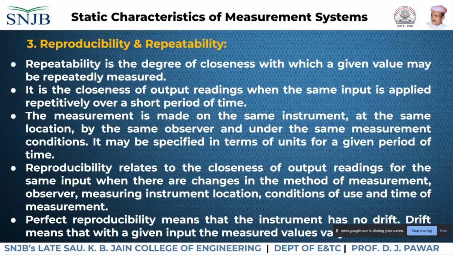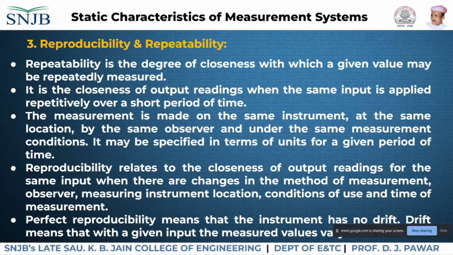Reproducibility relates to the closeness of output readings for the same input when there are changes in the method of measurement, observer, measuring instrument, location, conditions of use and time of measurement. Now I am giving the same liquid with the same temperature, but the observer is changed. For the first time the observer was me. Now I am not the observer, some other person will be the observer. In the first case I was carrying that liquid in a glass vessel or glass flask. Now I am carrying that liquid in an aluminum flask, though the temperature of the liquid is the same, 30 degrees Celsius, and though the quantity of liquid is the same. So the methods are changed.